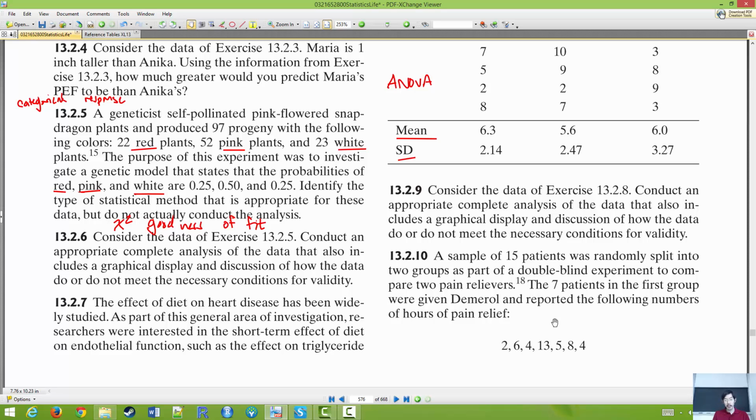Okay, let's look at this last one here. It says a sample of 15 patients was randomly split into 2 groups as part of a double-blind experiment to compare 2 pain relievers. 7 patients in the first group were given Demerol and reported the following numbers: hours of pain relief. So these were the numbers for the first group.